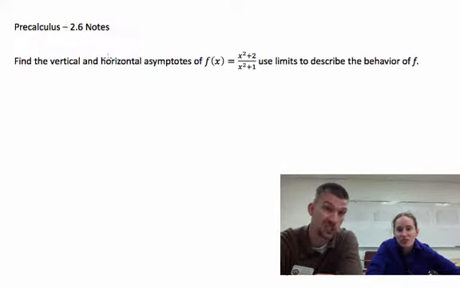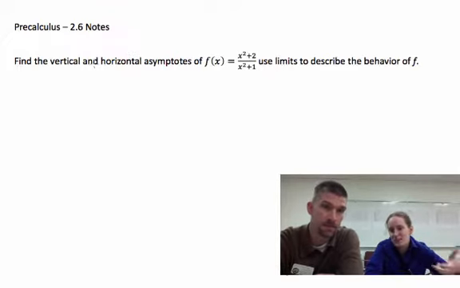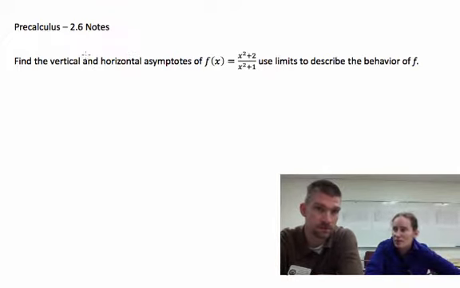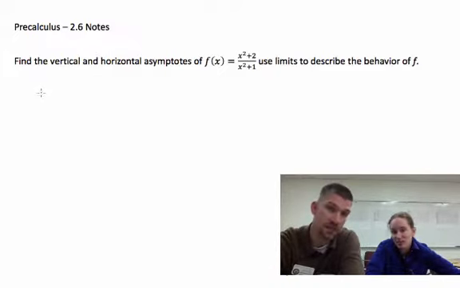Okay, so this is going to be a little different. This is a situation where this may or may not actually look like our parent graph of 1 over x because of the x squareds. I don't know. We'll just have to find out. Yep, let's dive in.